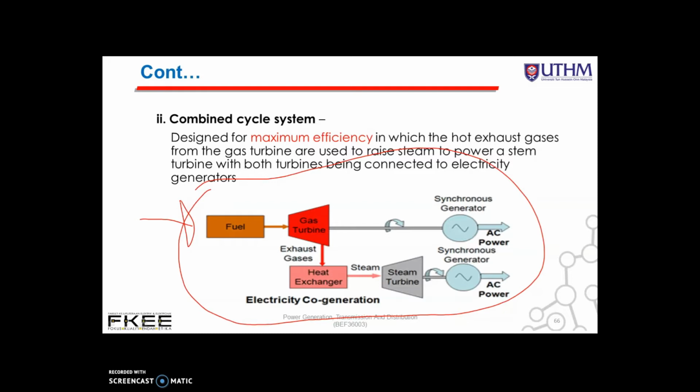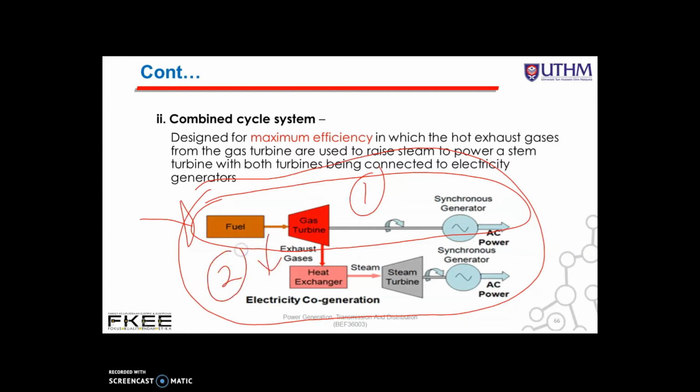For this combined cycle system, the principle is that after completing its cycle in the first engine, this one, the working fluid, the exhaust, is still hot enough that a second subsequent heat engine can extract energy from the heat in the exhaust. This one is the first one, and this one is the second.